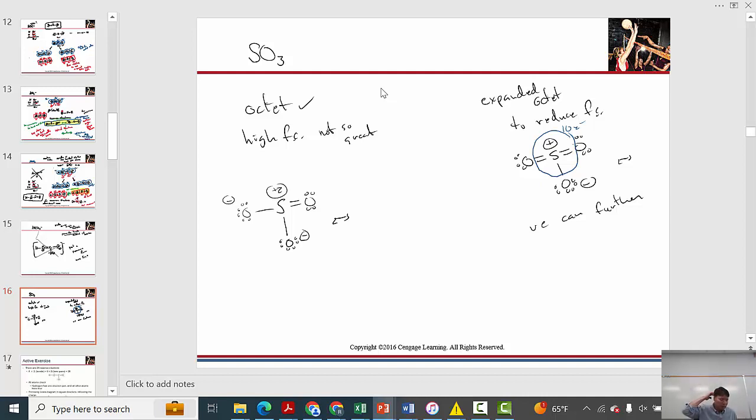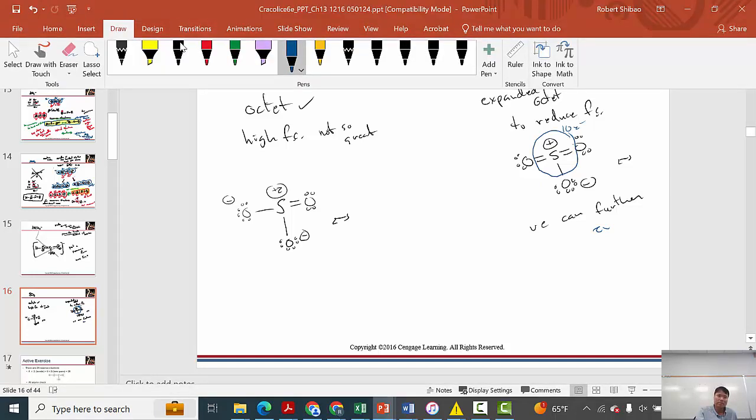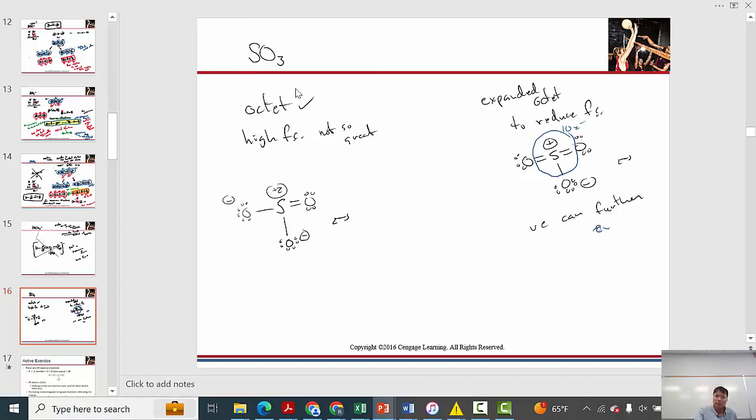That's kind of weird, but the reason it bypasses is because they're all the same 3rd shell: 3p, then we go up to 3d. All the little things to worry about. We can further expand this.